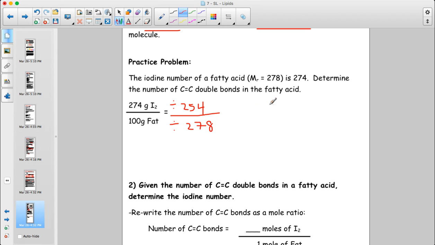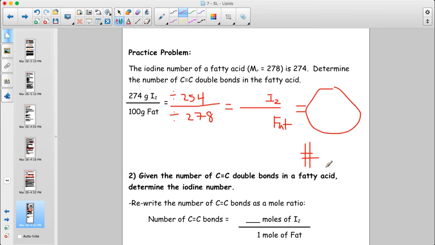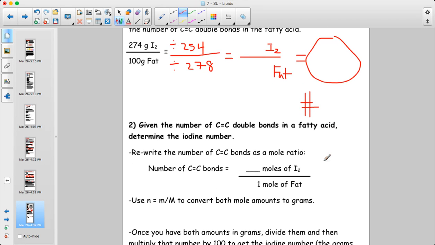From here, I would end up with moles of iodine on the top, and I would have moles of fats on the bottom, and I would divide the two, and I would get a whole number. And whatever that whole number is, is the number of C-to-C double bonds in the fatty acid. So the first step was divide by molar masses, both the iodine amount and the fat amount. Get moles of each, divide the moles amounts to get a whole number. Forgive me, without a calculator, I'm not going to do the calculations right now.